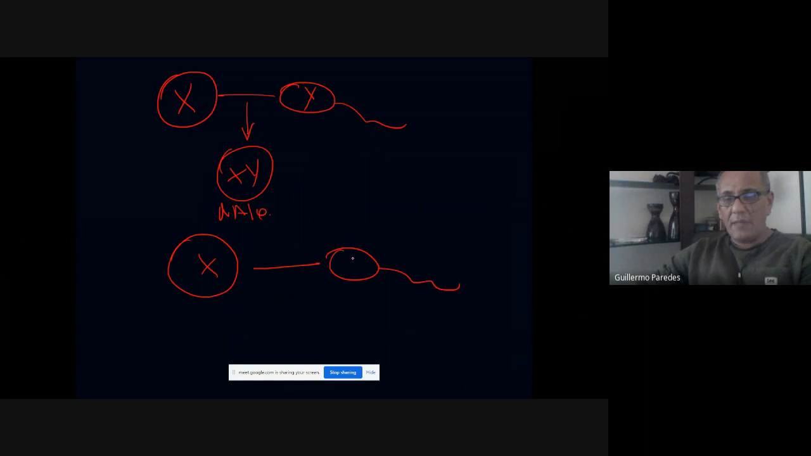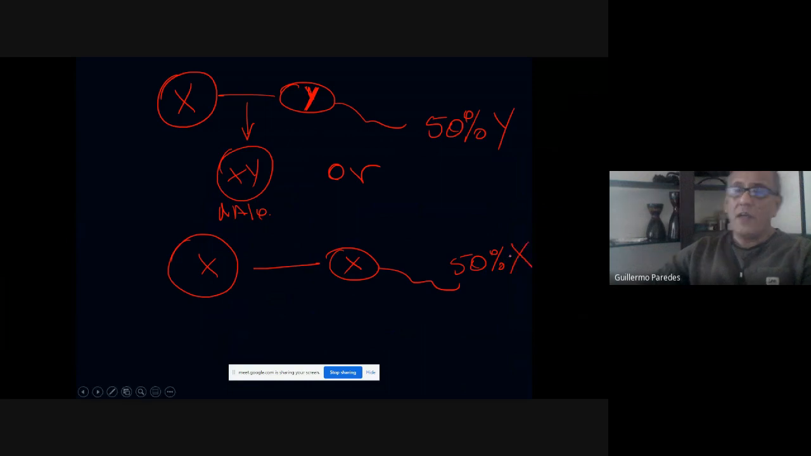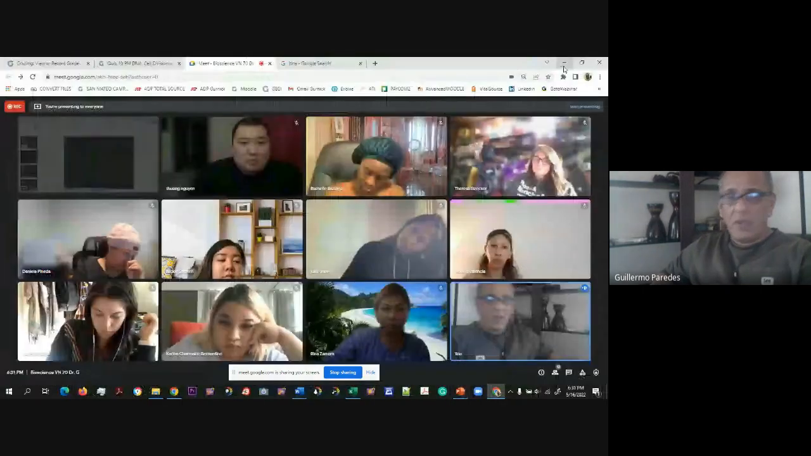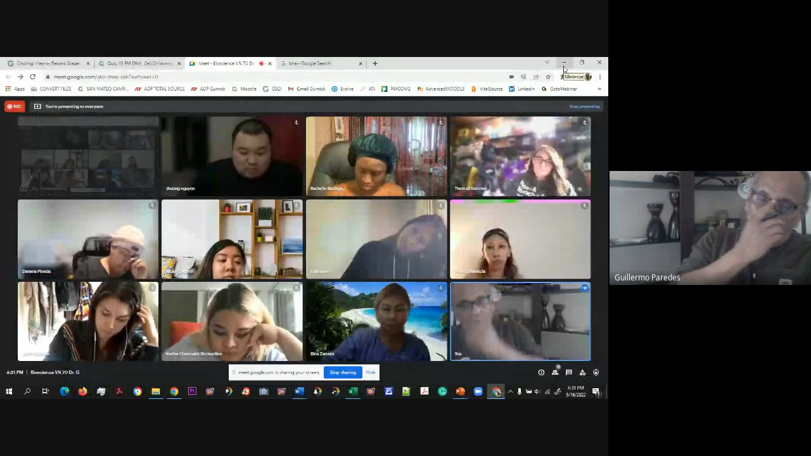Yes. Here we have an ovum, X, and we have a spermatozoid. And the spermatozoid, in this case, has X. So the spermatozoid has either Y or X. And how many spermatozoids are you going to have? 50% of the spermatozoids are going to have the sexual chromosome Y. And 50% of the rest of the spermatozoids are going to have the sexual chromosome X. So who is the one who determines the gender? Male. We are the ones who determine the gender. So 50%.